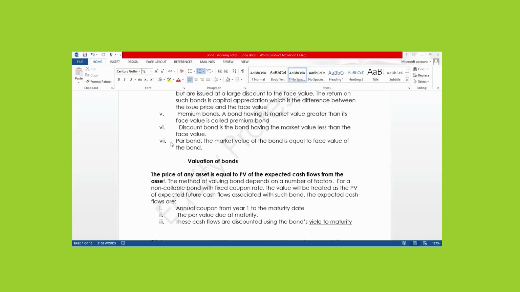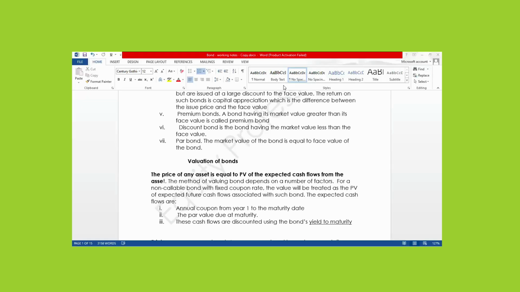Where the examiner is silent about the redemption value of a bond at maturity, you are going to assume that the bond will be redeemed at par value.